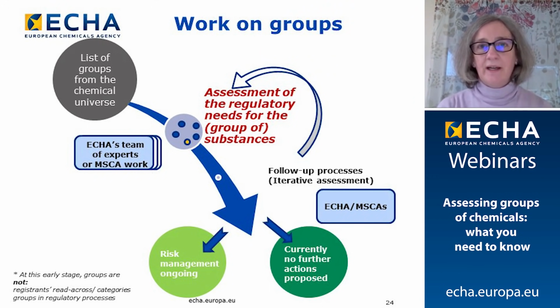So first, very quickly, how do we work on the groups in ECHA, but note also that this is work that can be done by member states. So we start from a list of groups that are created internally based on structural similarity. Those groups are looked at by a team of experts in ECHA, having a hazard colleague, a risk management colleague, and a chemist. And colleagues will look at and assess the regulatory needs for the group of substances.